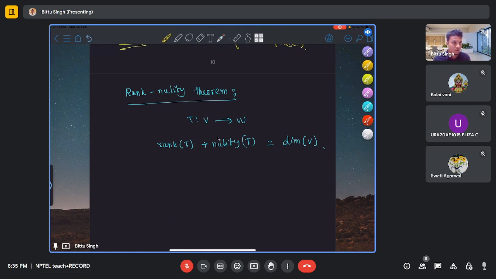How do you prove it? Actually, you can prove it this way. I am giving a sketch. Suppose V1 up to Vk are in the null space, a basis for the null space. Now extend V1 up to Vk to Vk plus 1 up to Vn such that this is a basis for the vector space, the domain.